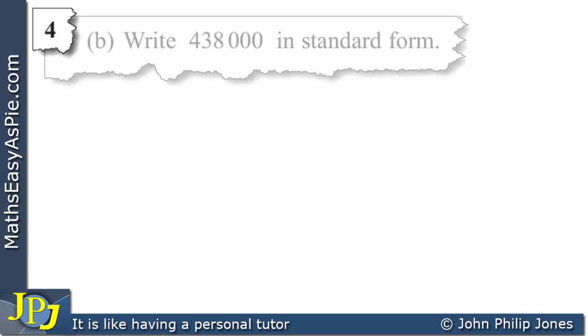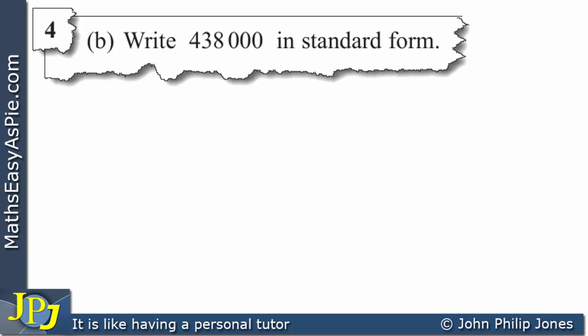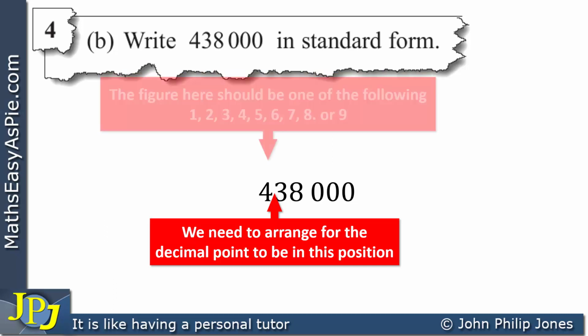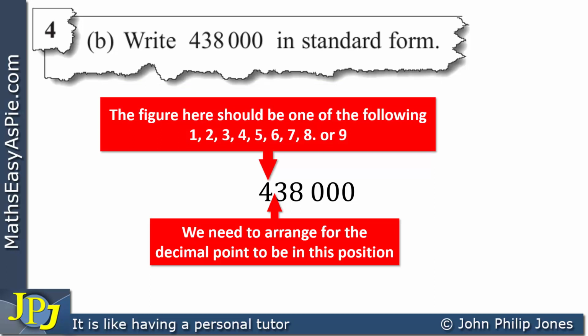Let's consider question 4b. Write 438,000 in standard form. Let's consider the number. We need to arrange for the decimal point to be in this position, between the 4 and the 3 in this example. In this position, to the left of where the decimal point will be, we should have a figure, and that should be one of the following: 1, 2, 3, 4, 5, 6, 7, 8, or 9.